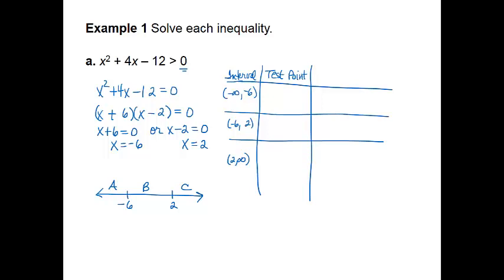To the left of negative 6, we have negative 7. Between negative 6 and 2, we will use 0, again, the easiest one to use if we can. To the right of 2, we'll use 3. And so now we'll substitute.